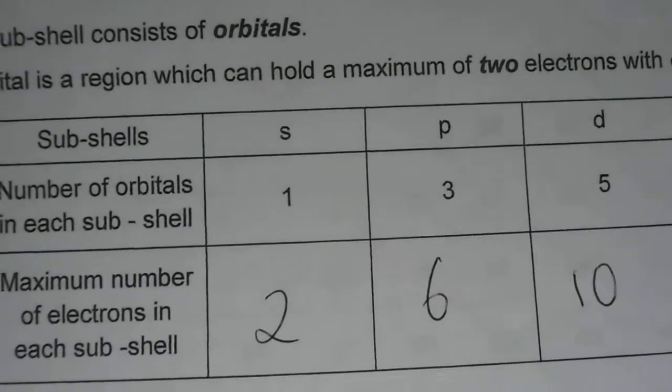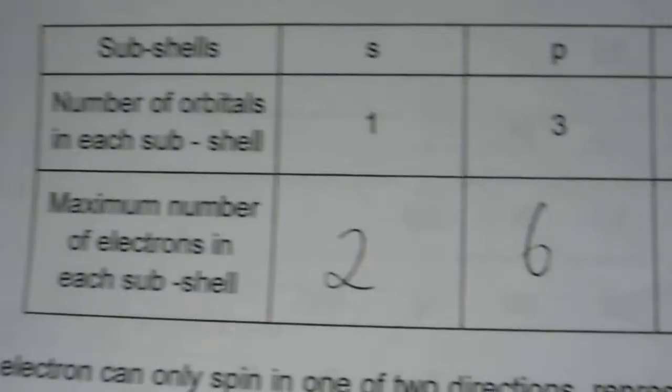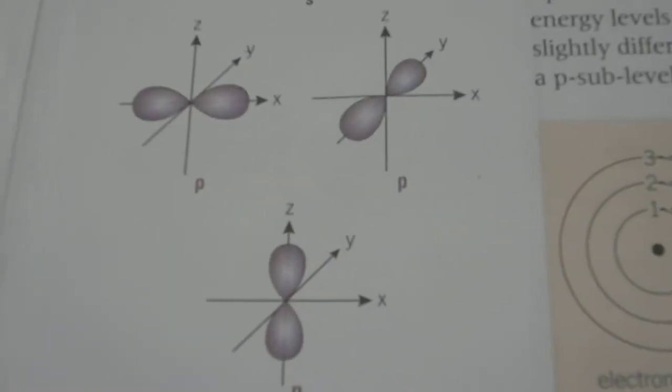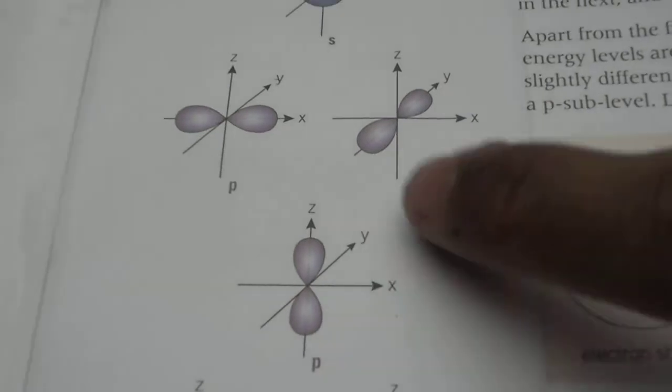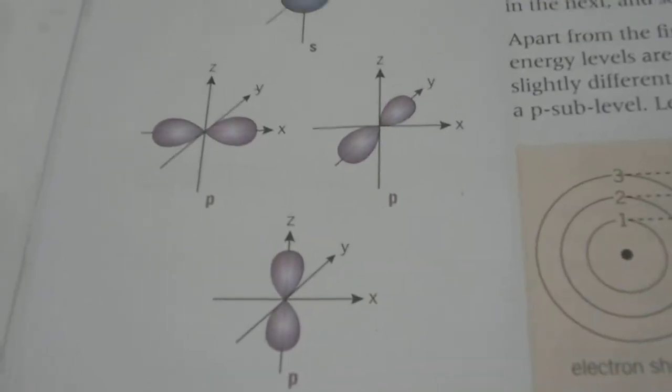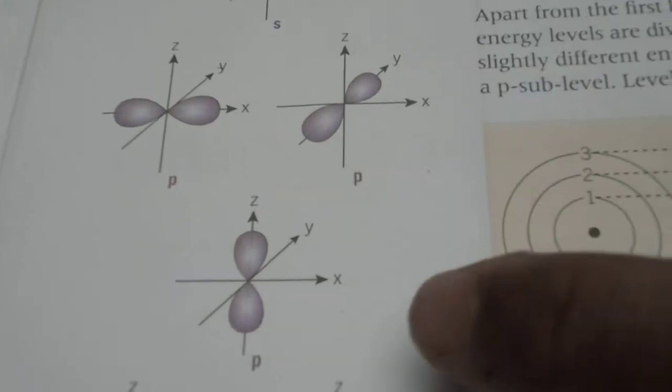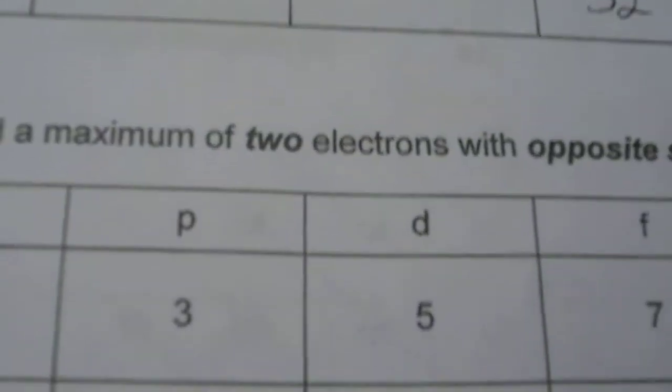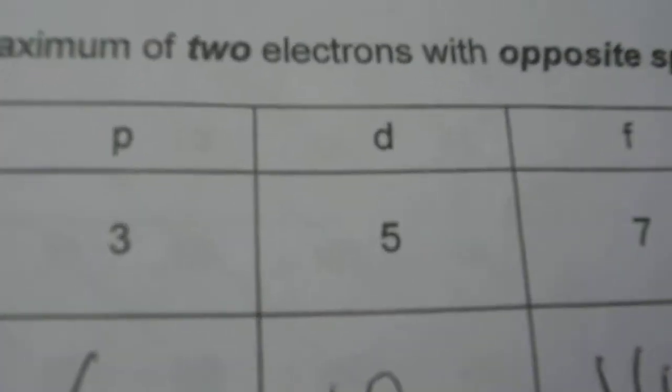In the P subshell, there are 3 different types of orbitals, and the total number of electrons is 6. So we can see here we've got the P subshell. There are 1, 2, 3 different types of orbitals. Remember, each orbital can only contain 2 electrons, so 2, 4, 6. Hence there. D contains 5 different orbitals, and each orbital can contain 2 electrons.